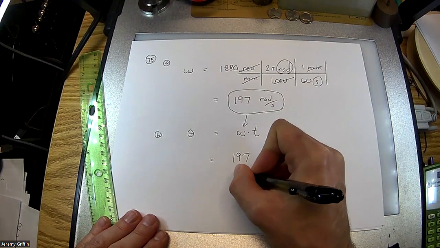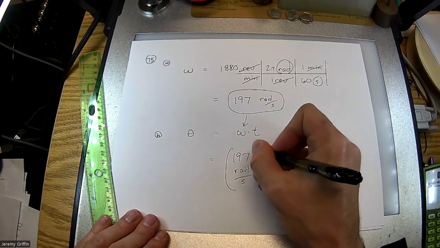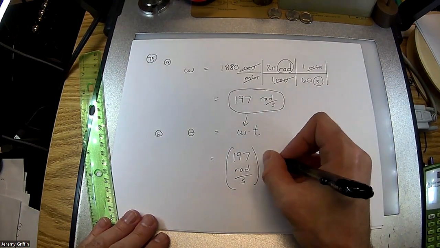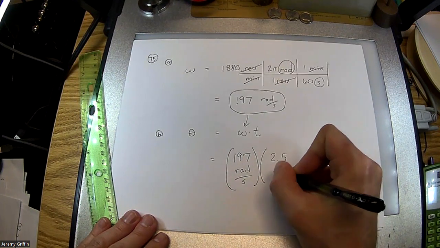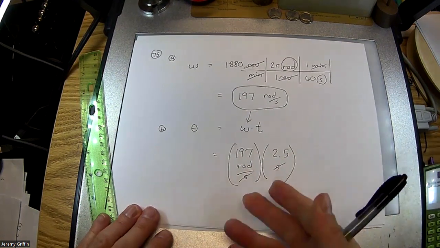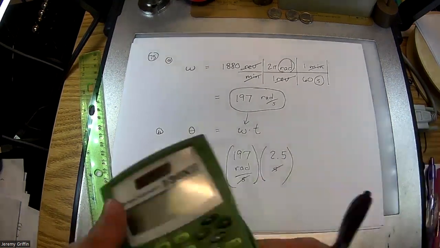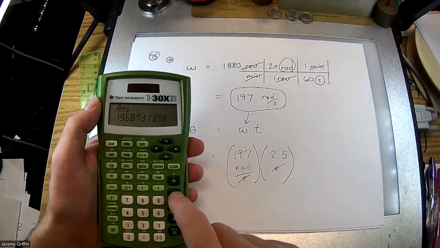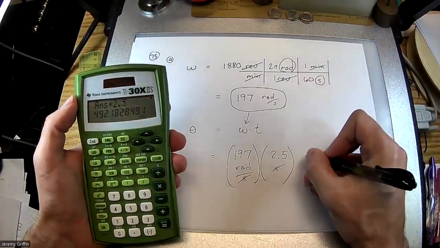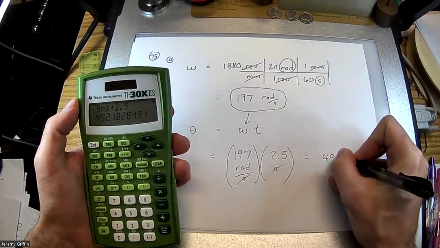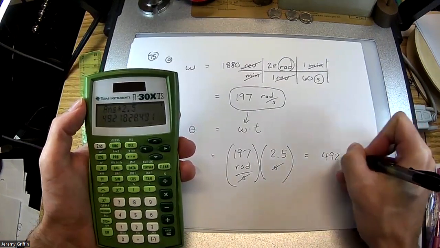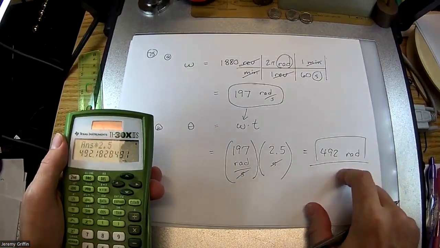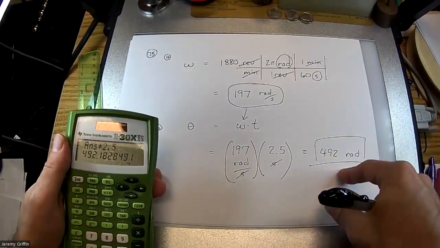Got 197 radians per second, or maybe if you kept more decimals, that might be a good idea actually. This is for 2.5 seconds. That gives us so many radians. So take my answer, which has all those extra decimal places, times 2.5. I'm getting this many radians. All right, so almost 500 radians.